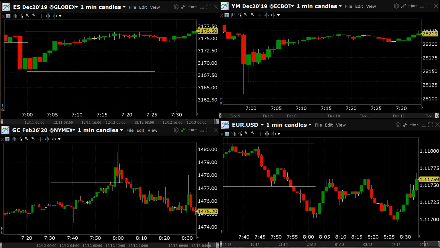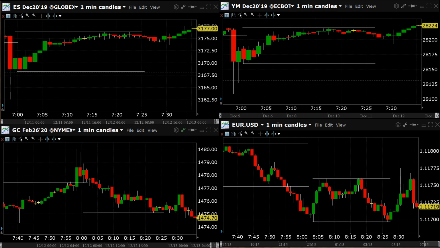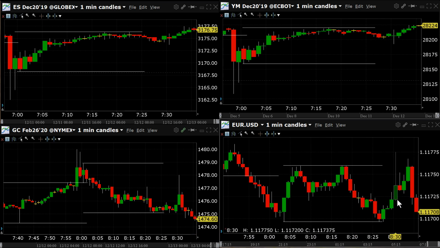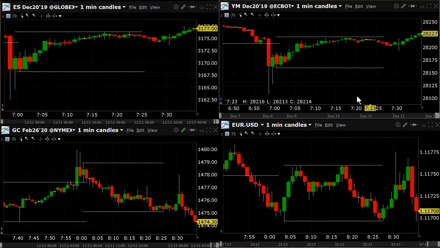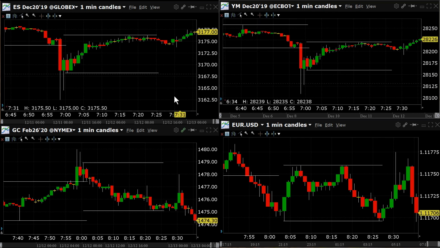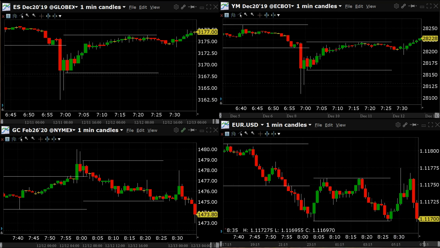ES is long. Gold is short. Yeah, gold is short. Okay, this is another one of those times. Okay, gold... No, Euro US dollar just did it. It's a short entry off of Euro US dollar. Main short entry, Euro US dollar. Gold is also a short, and ES and YM are both long. Gold or Euro US dollar should come down here.